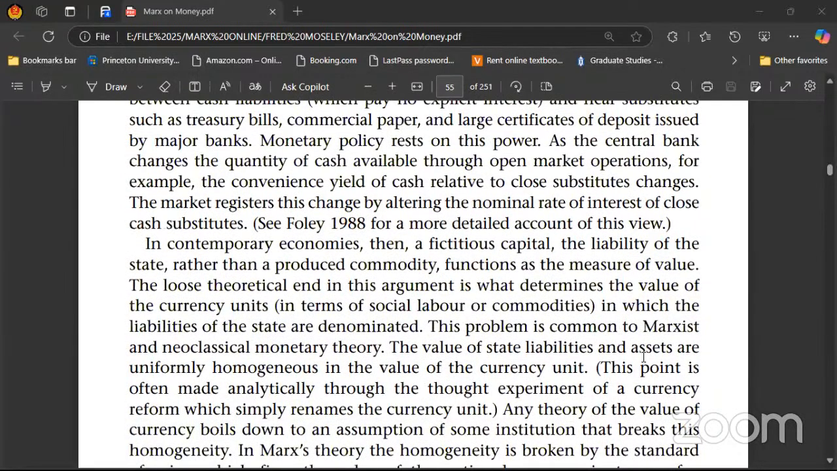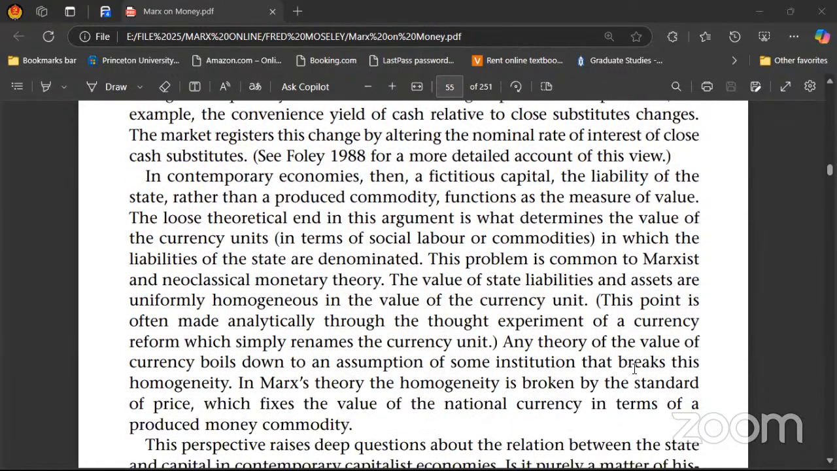In contemporary economies, then, a fictitious capital, the liability of the state, rather than a produced commodity, functions as the measure of value, which automatically seems hinky in the Marxian way. The loose theoretical end in this argument is what determines the value of the currency units in terms of social labor or commodities in which the liabilities of the state are denominated. This problem is common to Marxist and neoclassical economic theory, monetary theory.